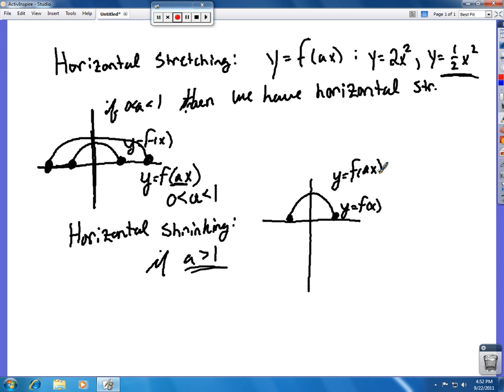This was your original y equals f of x, and if you were given something where A was greater than 1, then your graph would end up looking something similar to this, where it's just going to shrink it on the x-axis.